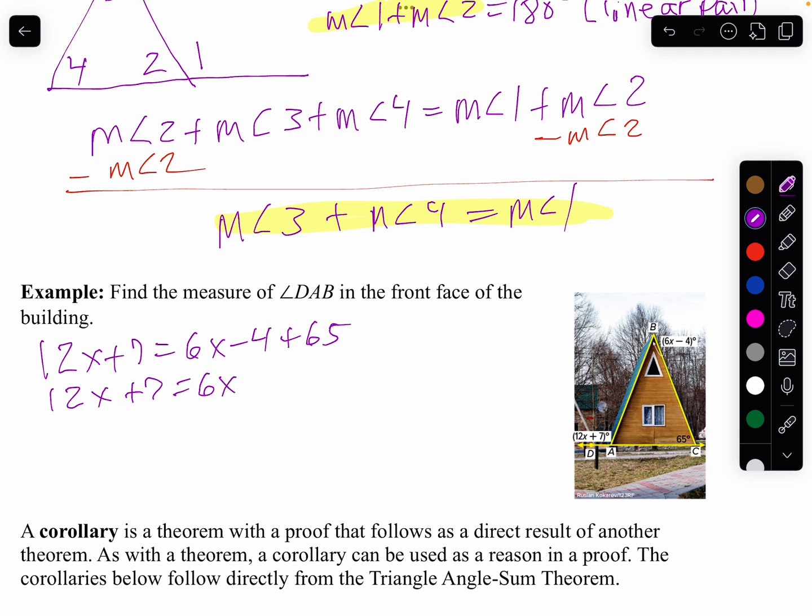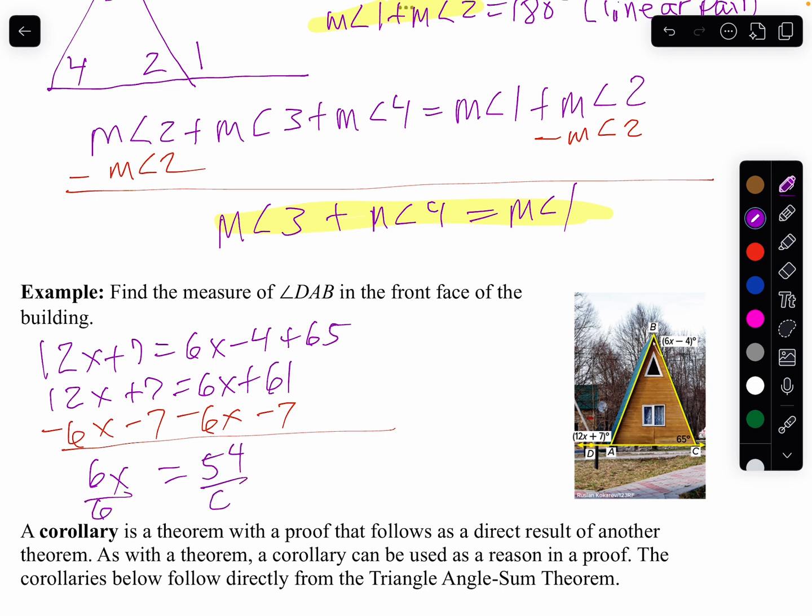Negative 4 plus 65 is 61. And then we can subtract 6x from both sides. When I do that, I'm going to get 6x. And then might as well subtract 7 from both sides, huh? So minus 7 from both sides. And we get 6x equals 54. I'll divide both sides by 6. X equals 9. Notice I'm not asking for 9 on this problem.